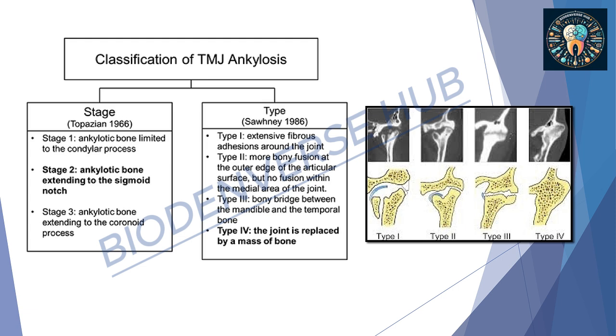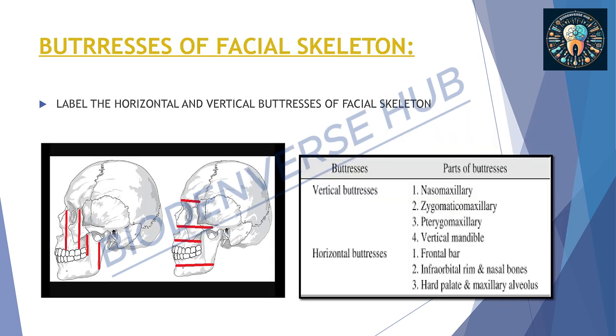Okay, so we have another clinical picture or OSCE station in which you could be asked to label the horizontal and vertical buttresses of the facial skeleton. So we need to know about that. In vertical buttresses, we have the nasomaxillary, zygomaticomaxillary, pterygomaxillary, and the vertical mandible. In the horizontal buttresses, we have the frontal bar, infraorbital rim and nasal bone, then the hard palate and maxillary alveolus, and also one in the mandible region as well.